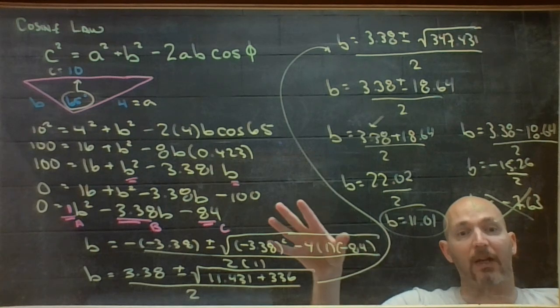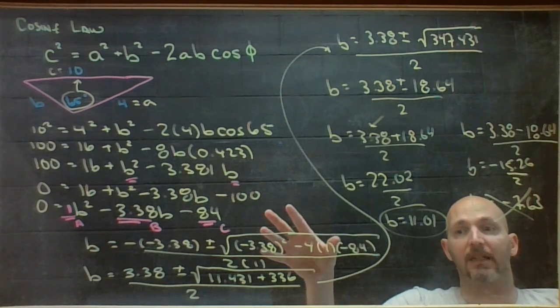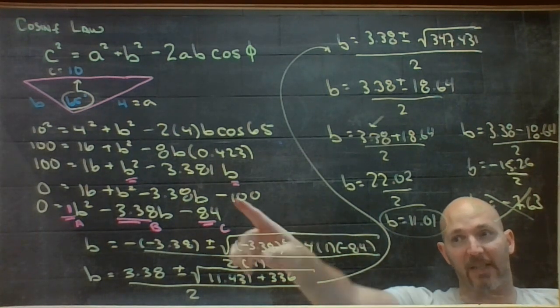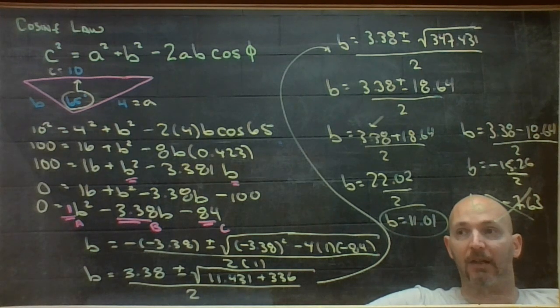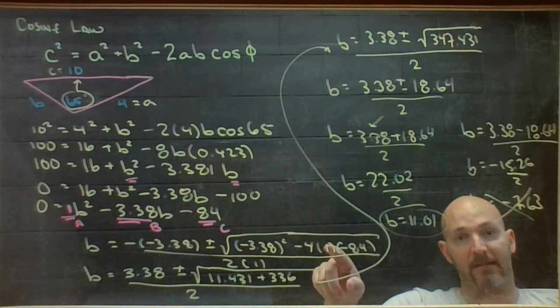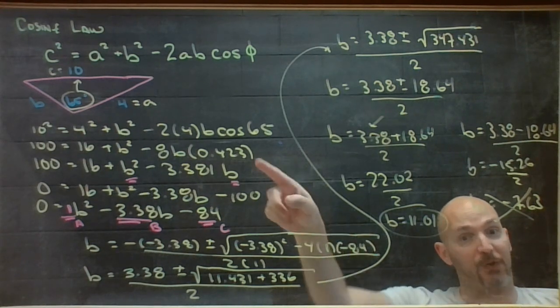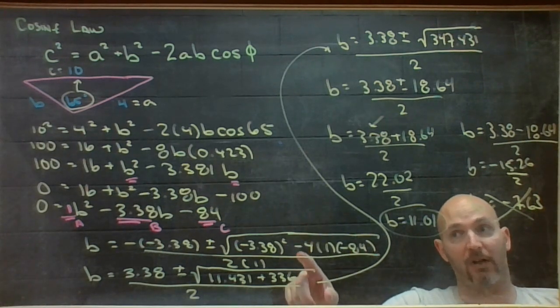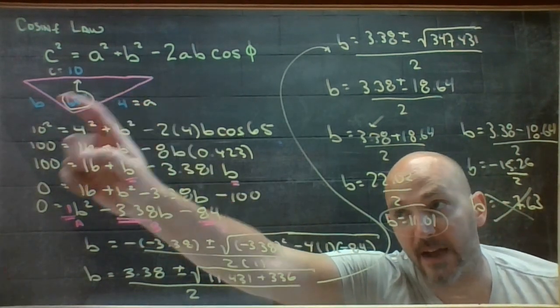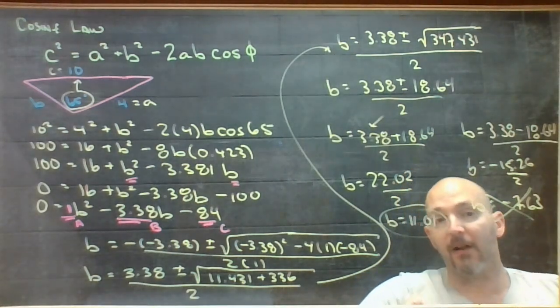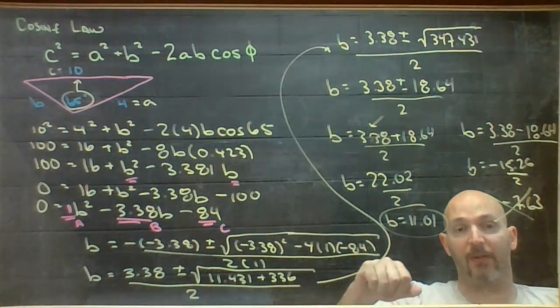Now, you might be looking at that and you might be saying, goodness, that was a lot of work to do to find that one side. I had to use quadratic formula. You're right, that was a lot of work. In a triangle like this, it's likely that you would be able to use the other trig law that you know, the sine law, in order to find this angle here, and then use sine law to find that side. That would be a lot simpler than quadratic formula.